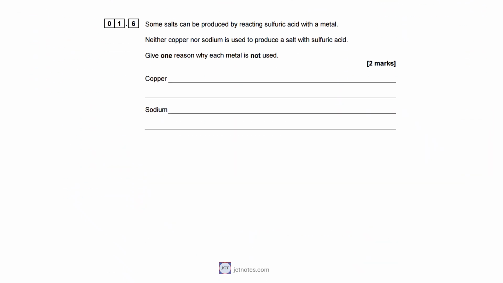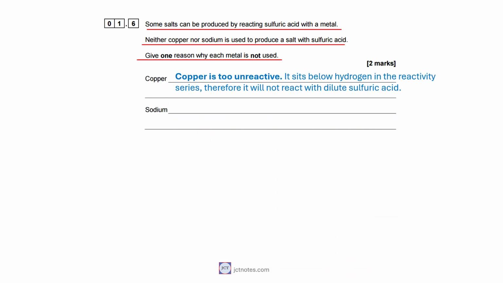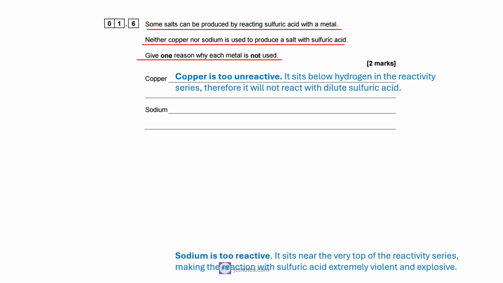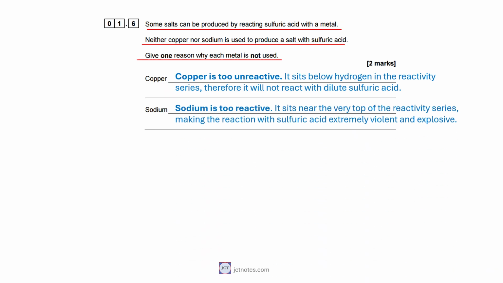In question 1.6, we have that some salts can be produced by reacting sulfuric acid with a metal. Neither copper nor sodium is used to produce a salt with sulfuric acid. We need to give one reason why each metal is not used. Copper is too unreactive. It sits below hydrogen in the reactivity series, meaning it will not react with dilute sulfuric acid at all, and no salt will be produced. Sodium is too reactive. It sits near the very top of the reactivity series, making the reaction with sulfuric acid extremely violent and explosive.